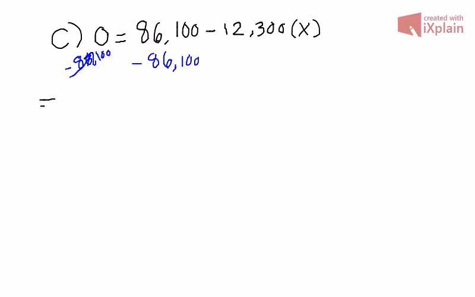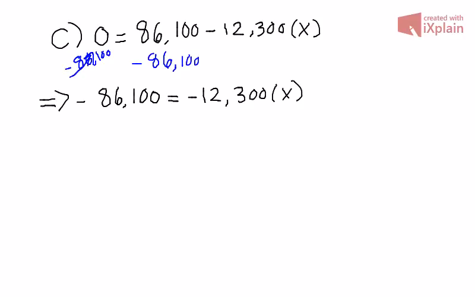So that first step, I'm just subtracting 86,100. Okay, so I subtract that from one side into the other, and so on the left hand side of the equal sign we have negative 86,100 equals negative 12,300 times x. So we're going to have to divide by this negative 12,300. We do that to the one side so that they cancel, and then we do that to the other side.